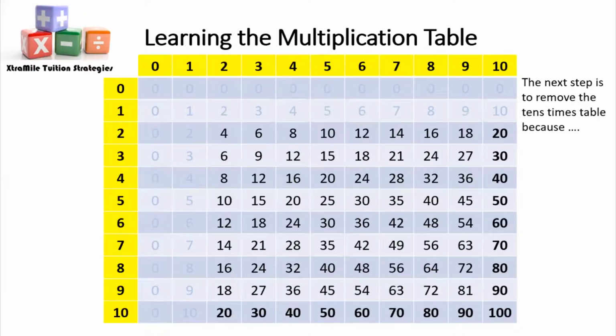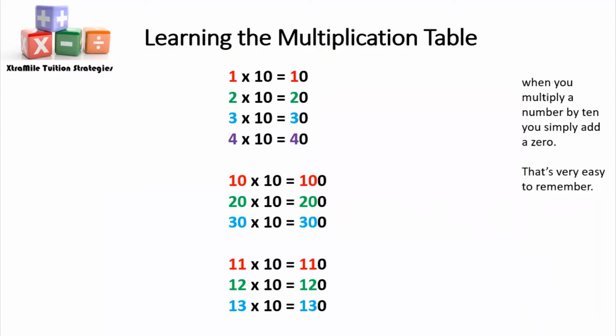The next step is to remove the 10 times table. Why? When you multiply a number by 10, you are simply adding a 0. And that's the very easiest thing to remember. 1 times 10 is 10, which is a 1 with a 0. 2 times 10 is 20, which is a 2 with a 0. 3 times 10 is 30, 3 with a 0. 4 times 10 is 40.